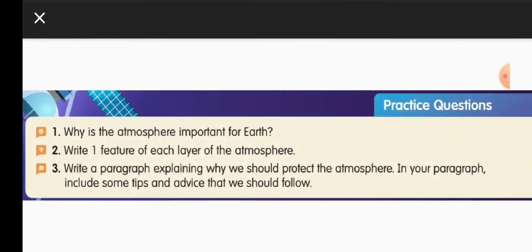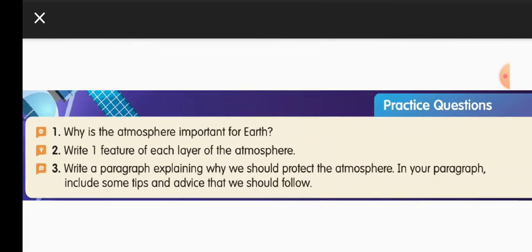Let's move on to the content book. Answer the questions in the content book. Put today's date in the content book. Practice questions. First one, why is the atmosphere important for Earth? Atmosphere is important for Earth because it helps all the living things to survive. Write one feature of each layer of atmosphere. So write about all the layers and what happens in these layers. Troposphere, stratosphere, mesosphere, thermosphere and exosphere, what happens there you write.